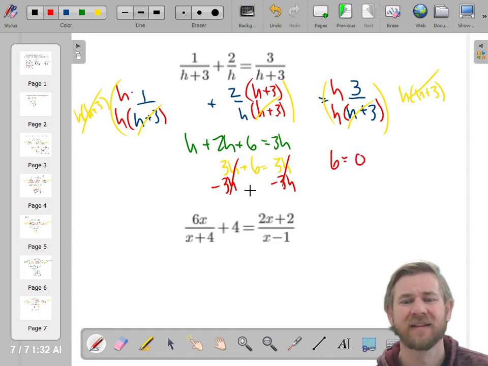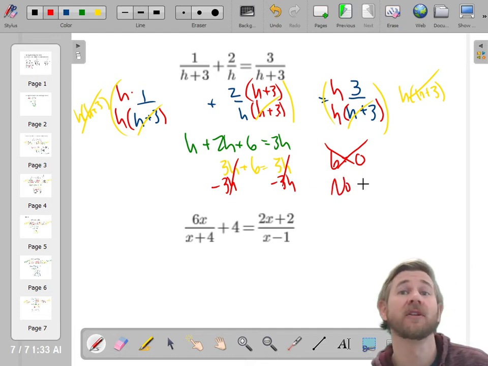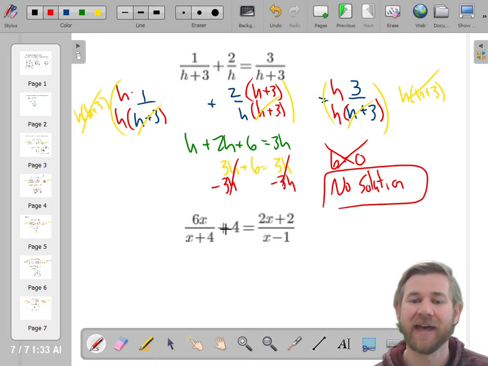What? 6 equals 0? Sweet math, bro. No, it doesn't. This is not true. And this happens. Sometimes when you're solving equations, there's no solution. There is no solution to this problem. The reason I know that is because at the end, I got a false statement.